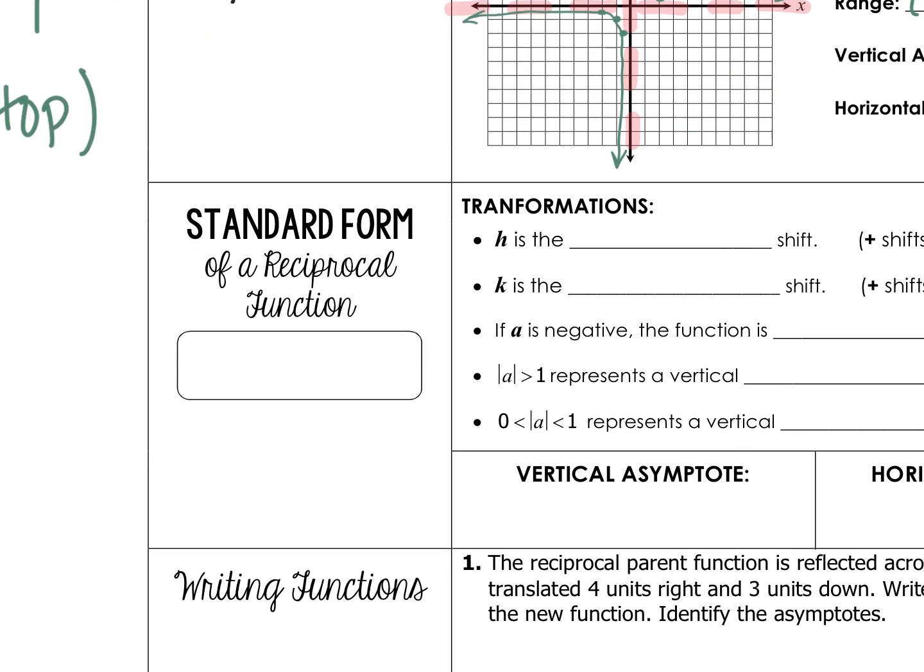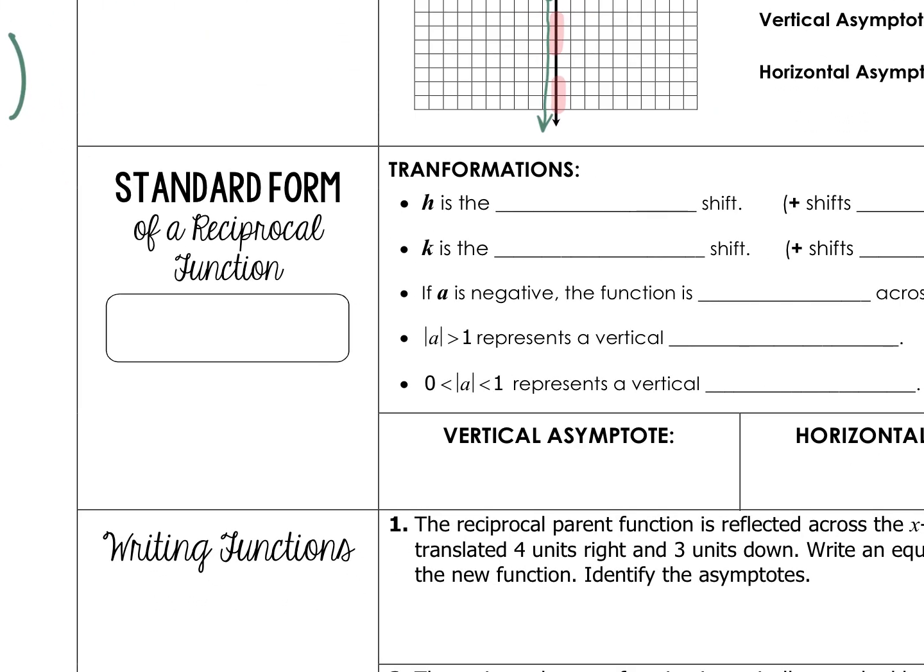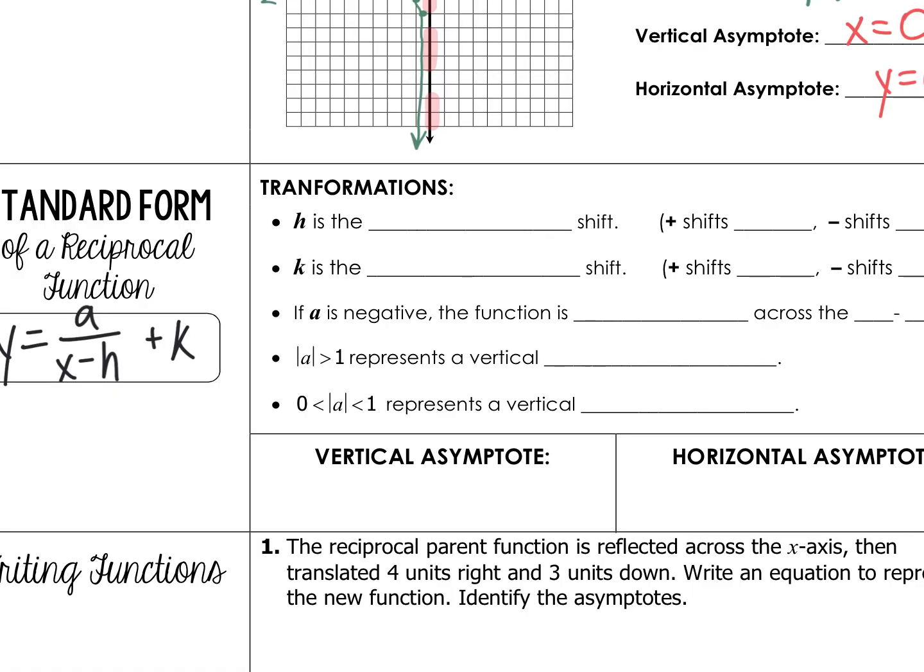Here we go. Standard form. So here's my standard form equation. Again, this is once I put the transformations in. And guess what? This transformations box, I cut part of it out. So once again, we've already seen this. We've seen it a lot. So H is the.